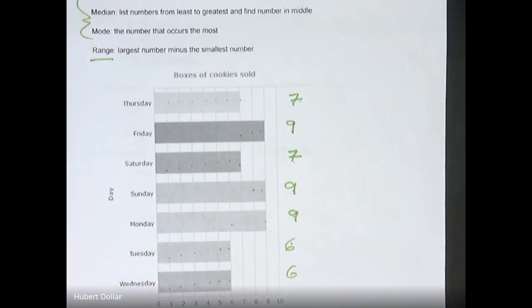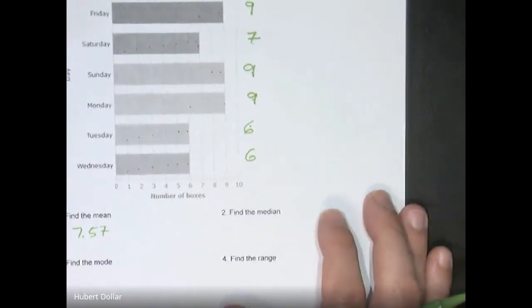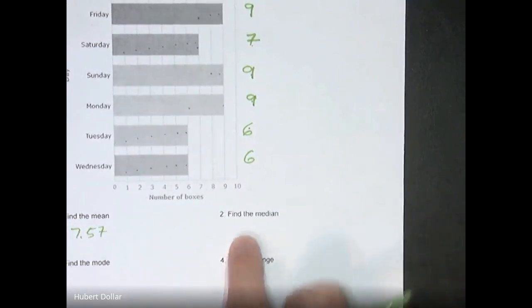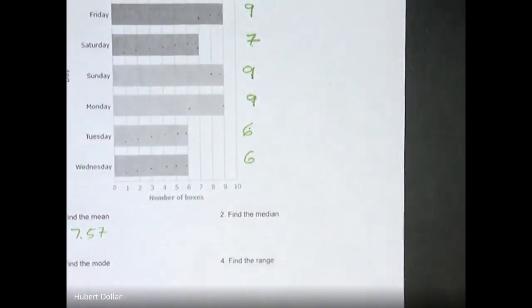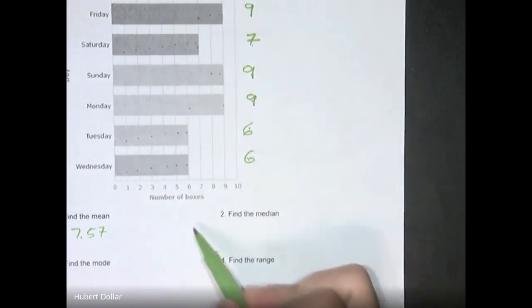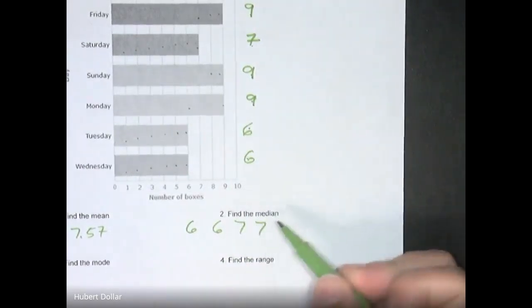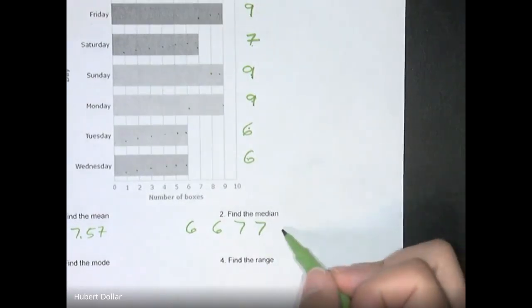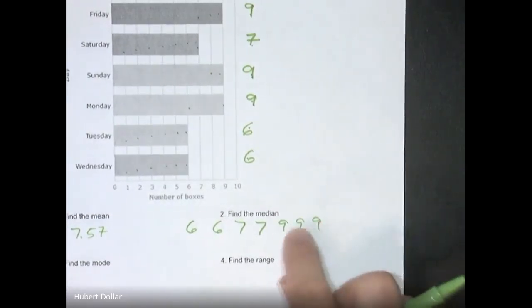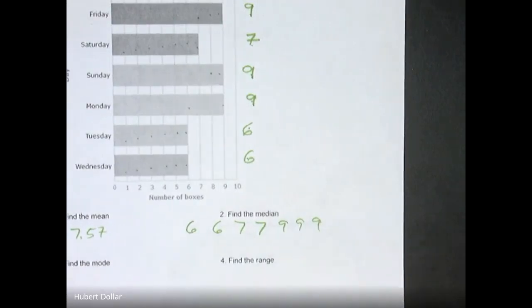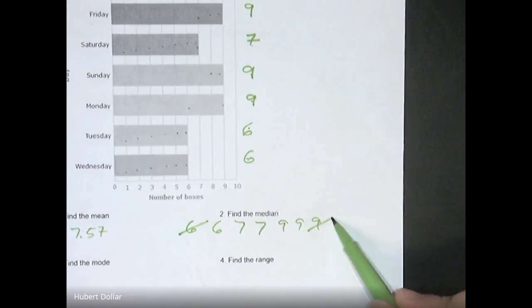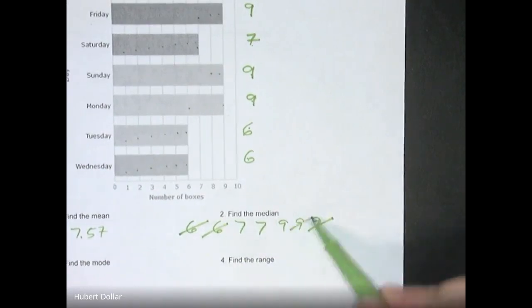Now, to find the median, we have to list these numbers from least to greatest, and then find the number in the middle. So the smallest number is 6, 6, 7, 7, and then we have 9, 9, and 9. That's 1, 2, 3, 4, 5, 6, 7 numbers, so we have them all. And what I do is I strike out 1, strike out 1, strike out 1, strike out 1, strike out 1, strike out 1, and 7 is in the middle.